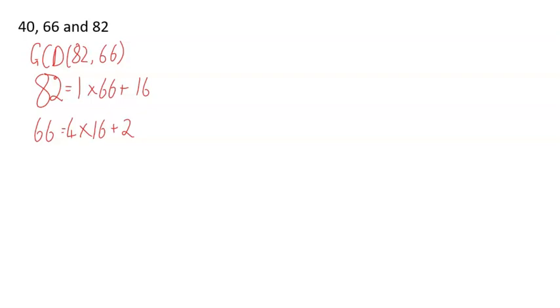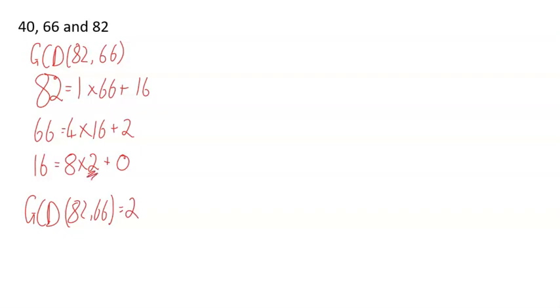Still got a remainder? We can go again. I know this time 16 is going to equal something times 2 plus a remainder. Well, in this case, it's 8 times 2 plus a remainder of 0. So I can say the greatest common divisor of those two numbers, 82 and 66, is equal to 2. So my previous divisor on that line.